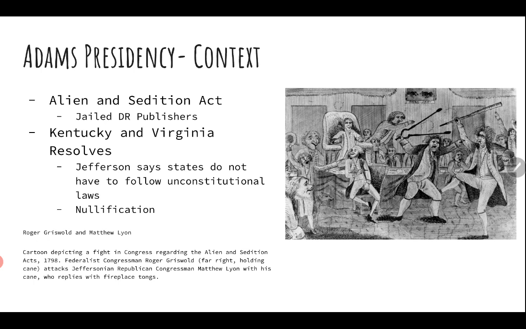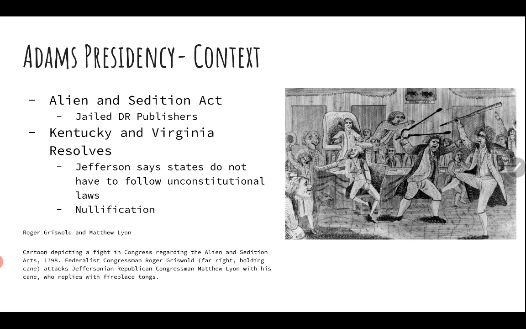Now, Jefferson is like, this is unconstitutional. It goes against the First Amendment. He's going to write the Kentucky and Virginia Resolves, which basically say that states do not have to follow unconstitutional laws. So, things are so heated that in Congress, people are beating each other up with, I don't know, fire tongs.